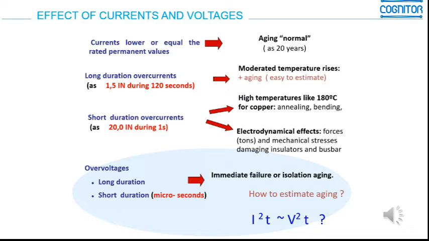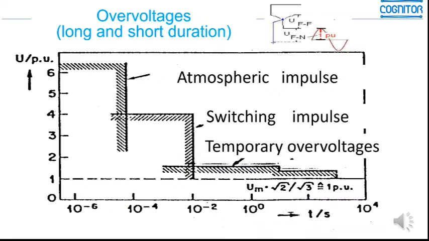And long duration overvoltage will be overvoltage with a duration of some seconds up to some minutes, which can be caused by a series of reasons that we will demonstrate along the video. This overvoltage can have as a consequence anything from the immediate failure of some components to the insulation aging of some parts. In this figure, we can have one idea of what we call here overvoltage.